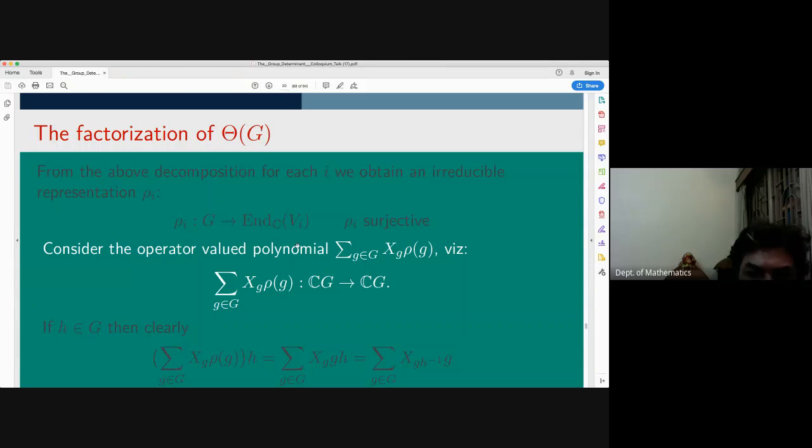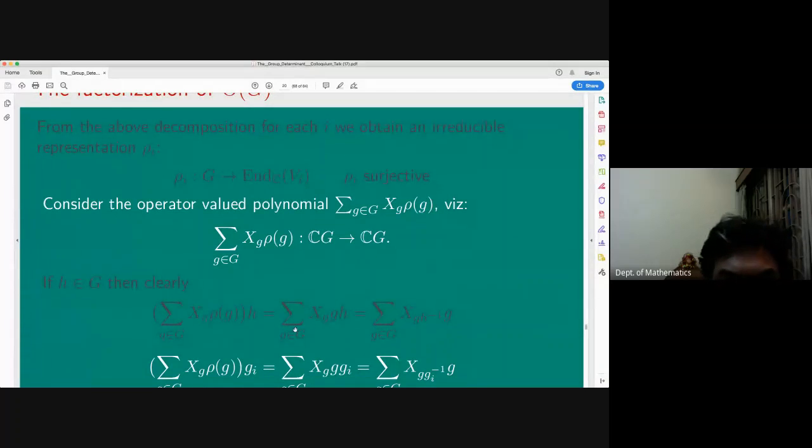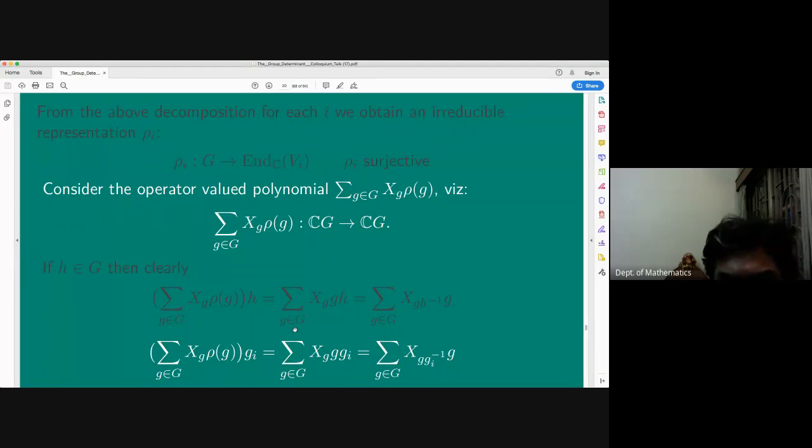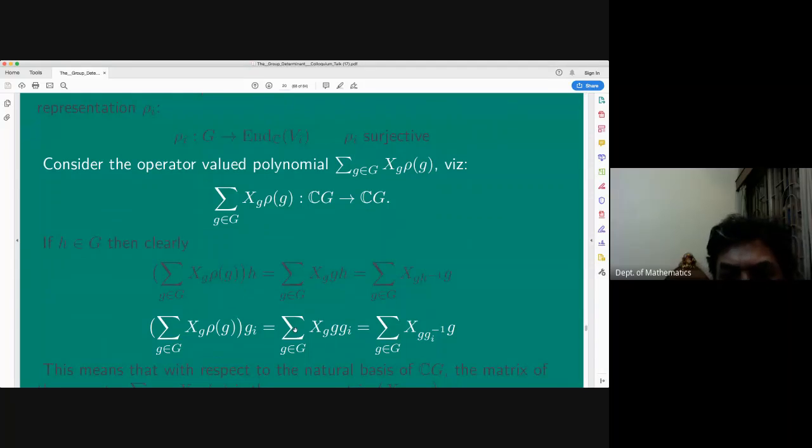you take a representation of the group, and you write this operator valued polynomial, which is the sum of x_g rho(g). I'm fixing rho to be a representation of the group, and I'm considering this operator valued polynomial. If you give specific values to these variables x_g, then it will give you a specific linear transformation. What is rho(g)? Rho is the representation, so it's a map from G into some GL(V).